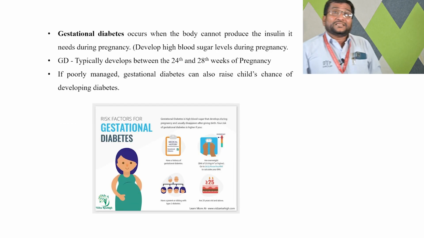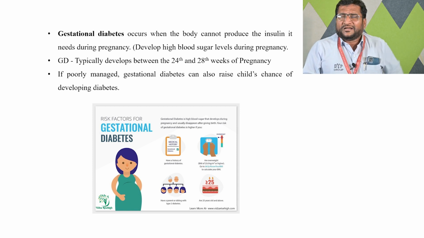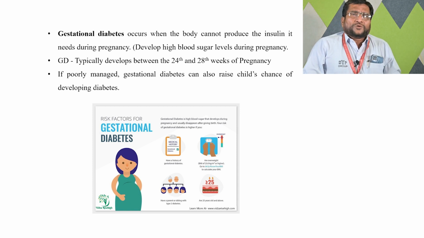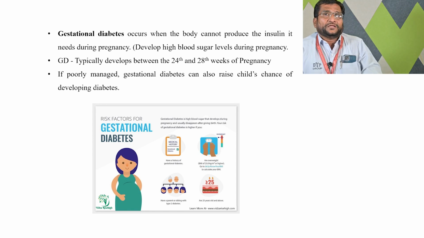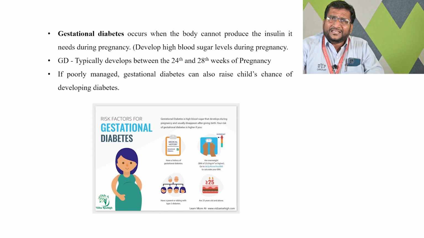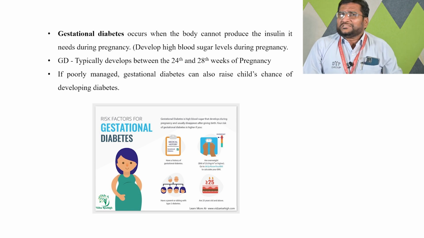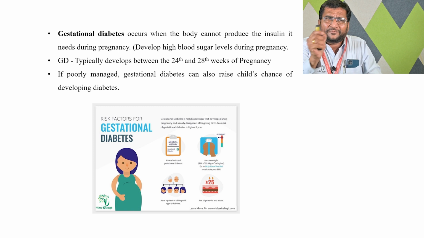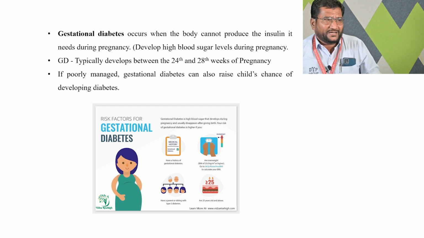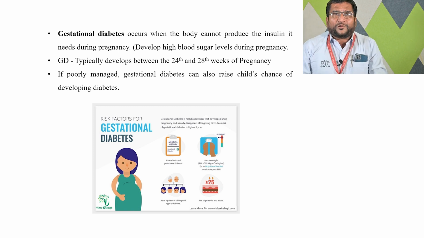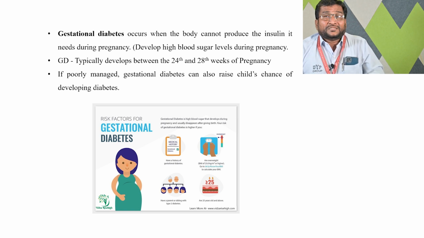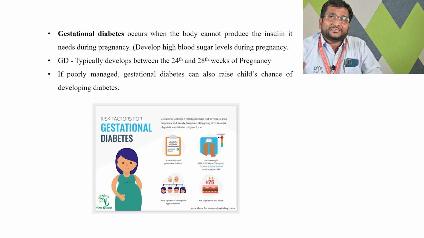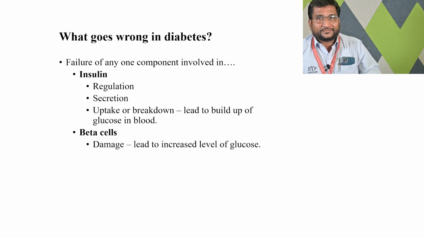And the third part is gestational diabetes, which generally occurs during pregnancy only. It occurs when the body cannot produce the insulin it needs during pregnancy. That's why in this case it develops a high blood sugar level, and this type of gestational diabetes mellitus generally occurs between the 24th and 28th week of pregnancy. And if it is not controlled properly, or if it is poorly managed, gestational diabetes can also raise the child's chance of developing diabetes.